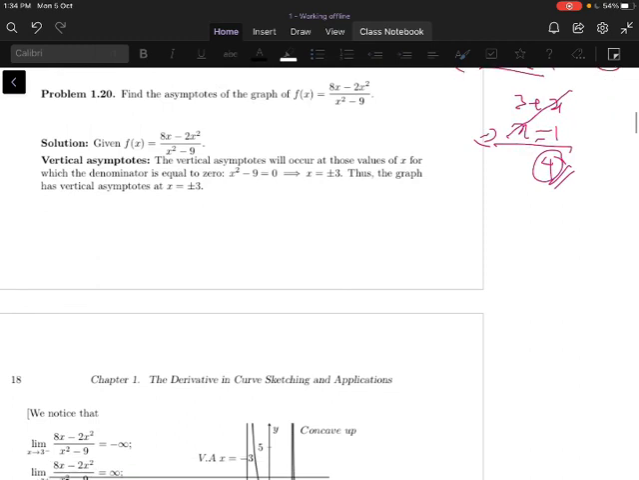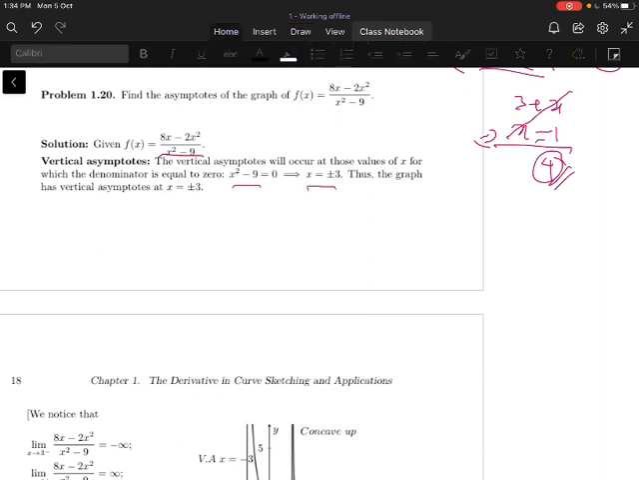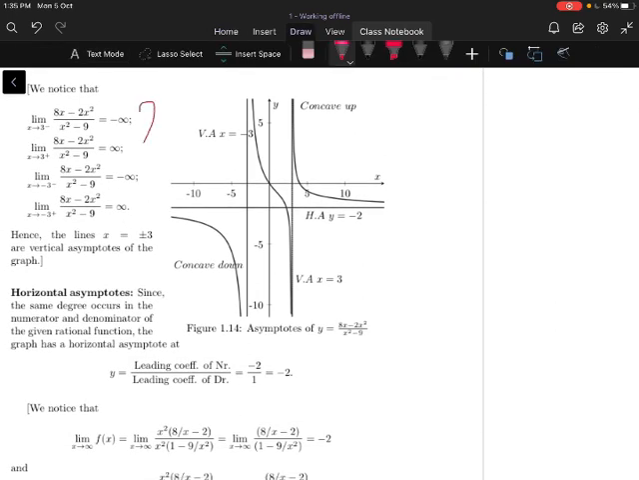Similarly one can solve the next problem. Find the asymptotes of the graph (8x − 2x²)/(x² − 9). To find the vertical asymptotes, make the denominator 0: x² − 9 = 0, x = plus or minus 3. x = ±3 are the vertical asymptotes. One can verify through the definition also.